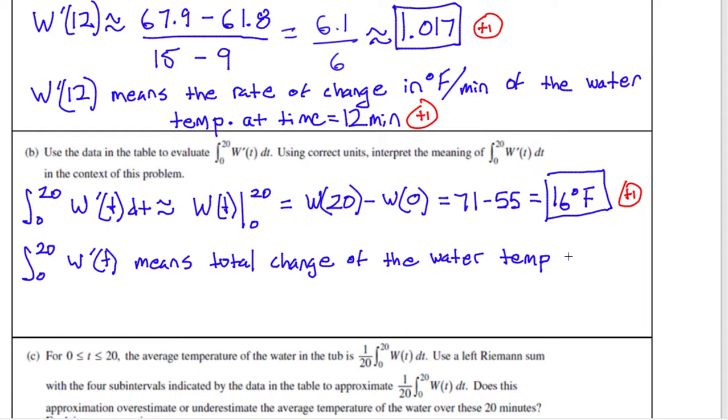And we'll always include the unit, so in degrees Fahrenheit. And then from where to where, for what were our bounds? So from 0 to 20 minutes.